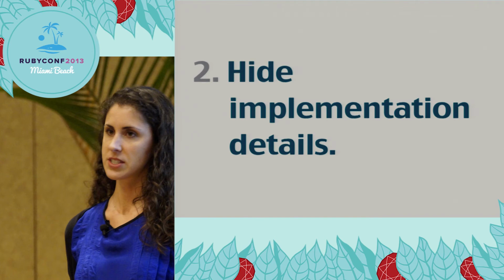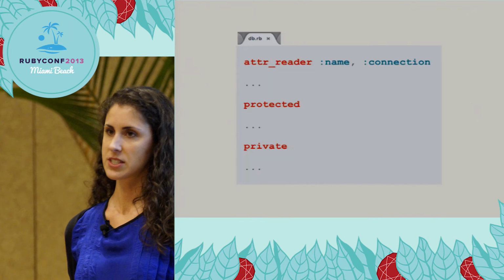Second thing, hide implementation details. This goes along the same lines. Don't expose all of your knowledge to the user. The user doesn't need to know all of that knowledge. Only give them access to certain things that are relevant to them. So use the protected keyword, private. Only expose things to your user that they should be interacting with.